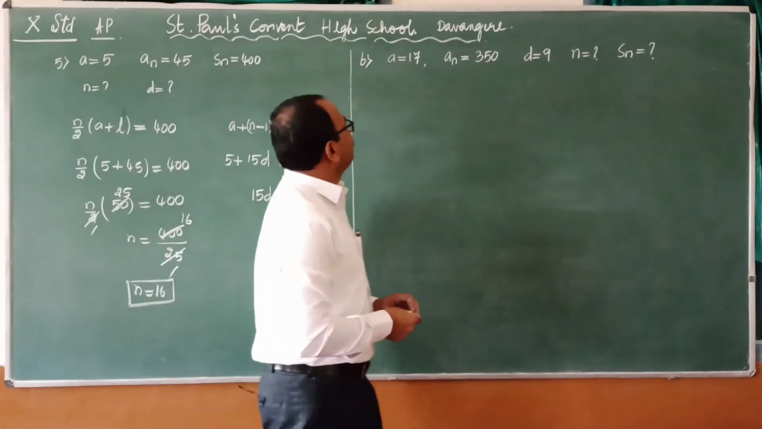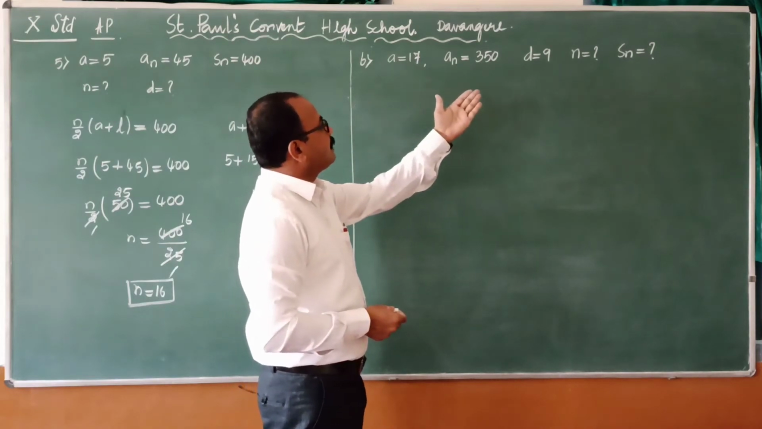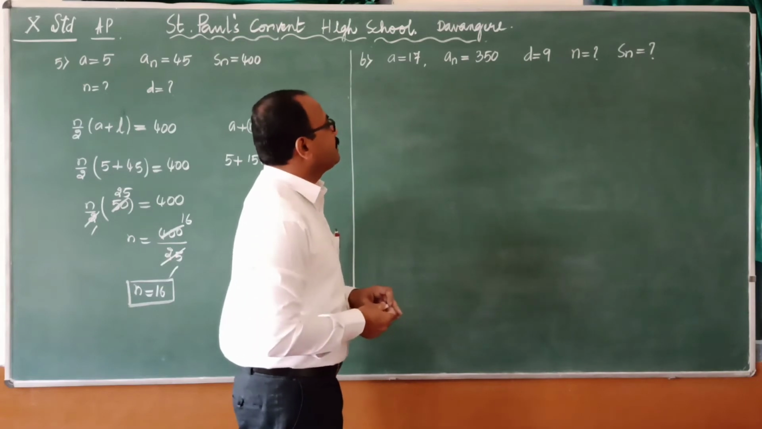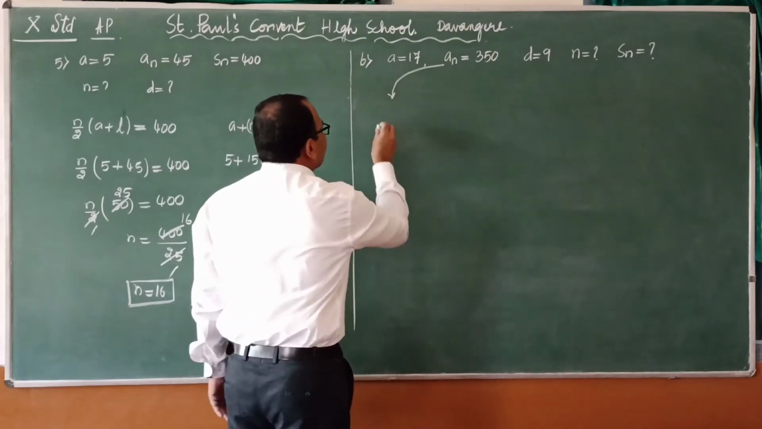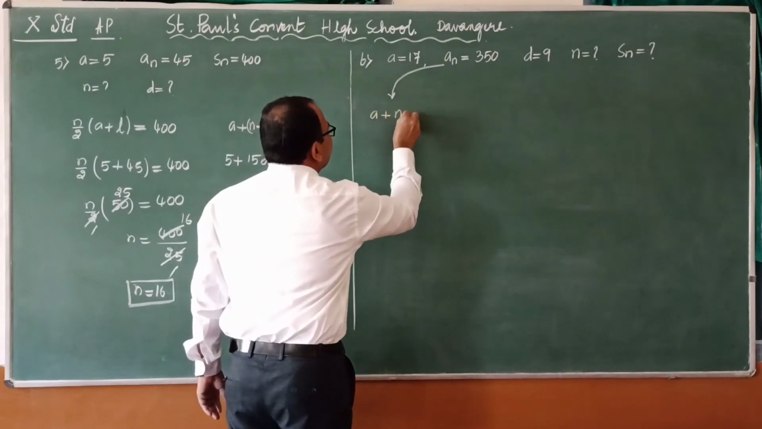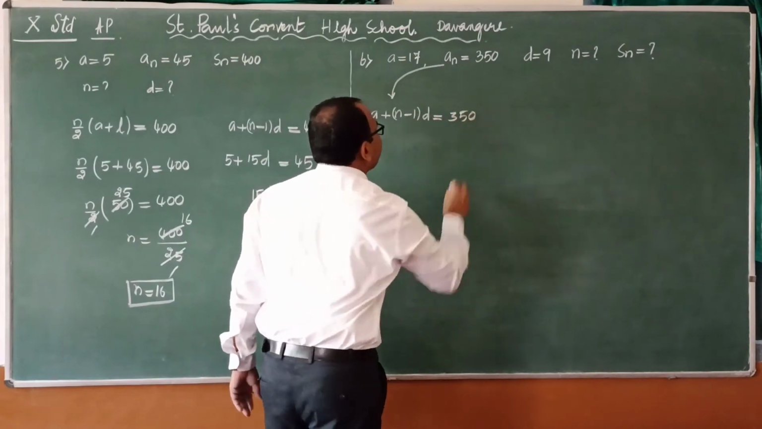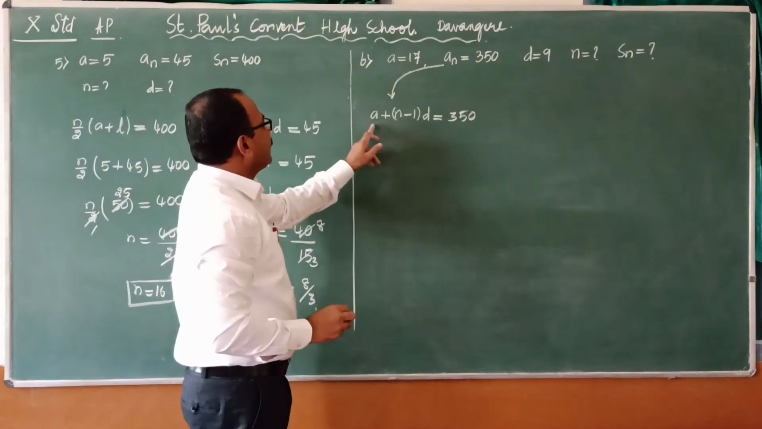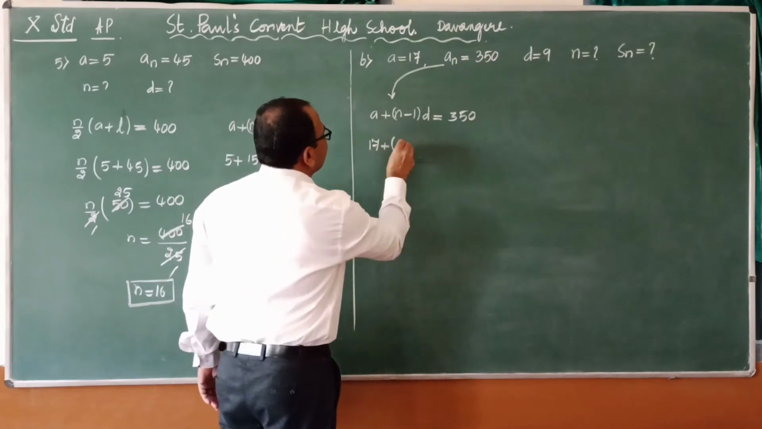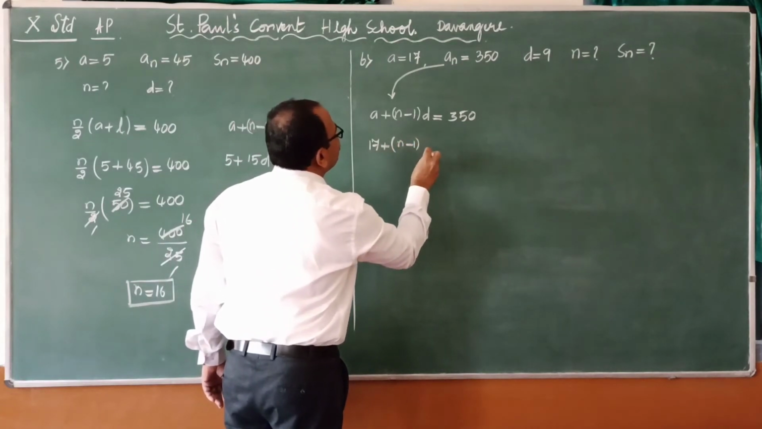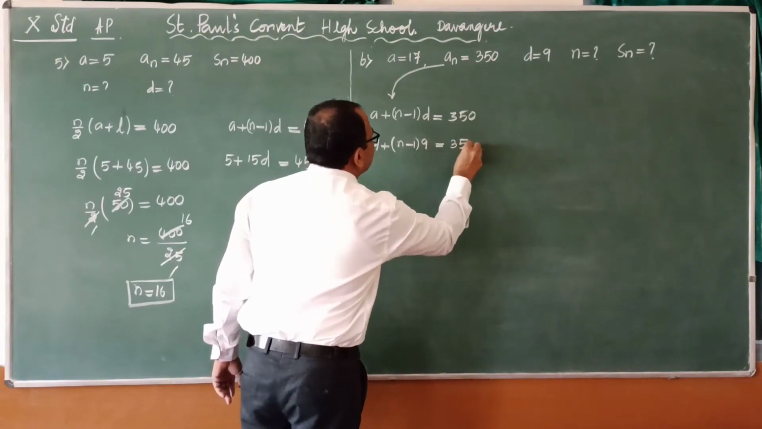The next sum, the sixth one: the first term is given, the common difference is given, and n and S we need to calculate. Let's start with a_n, children. We know that a plus (n minus 1) into d is equal to 350. That is the a_n formula, children. Then a is 17, plus n is not given, (n minus 1) into d, where d is 9, will be equal to 350.